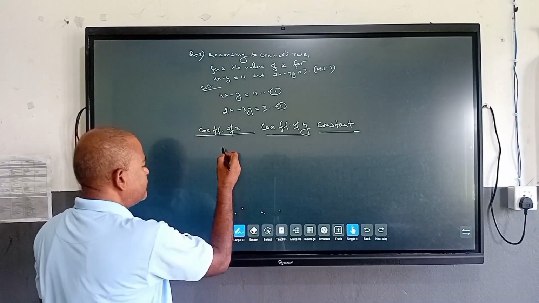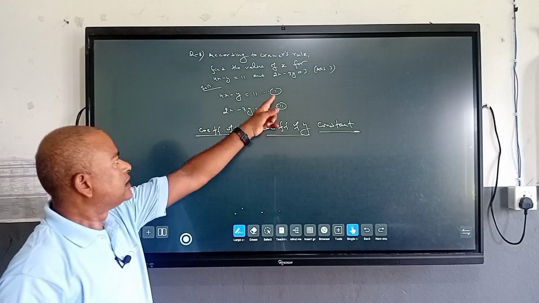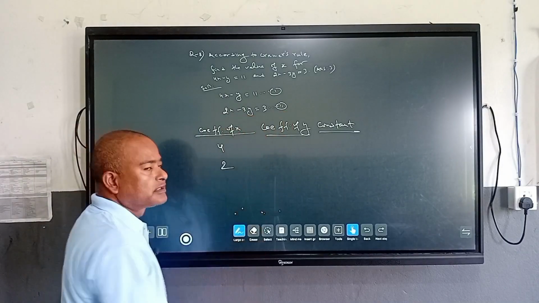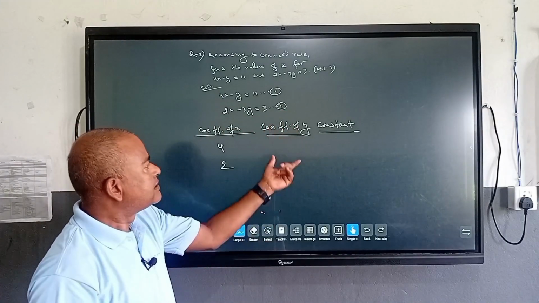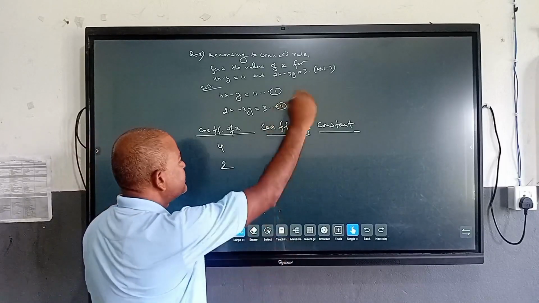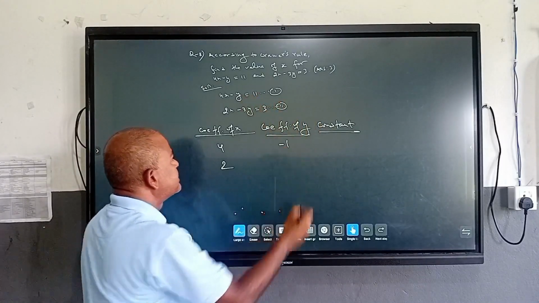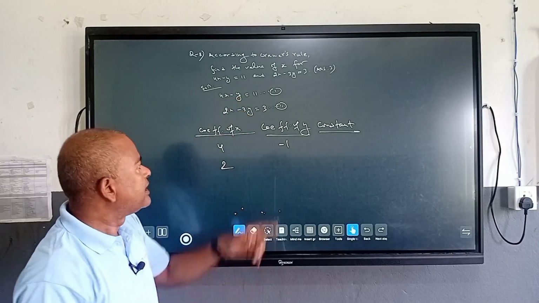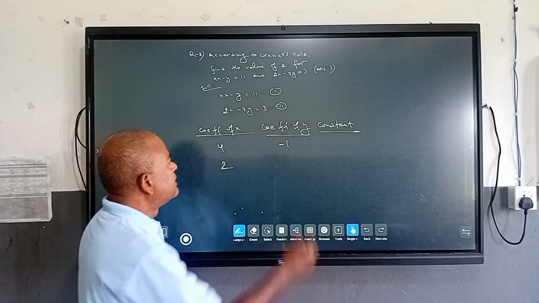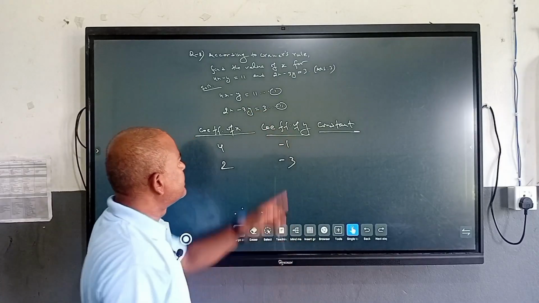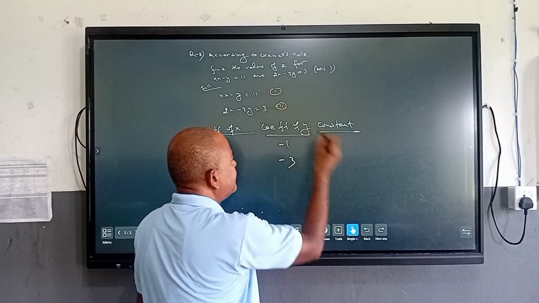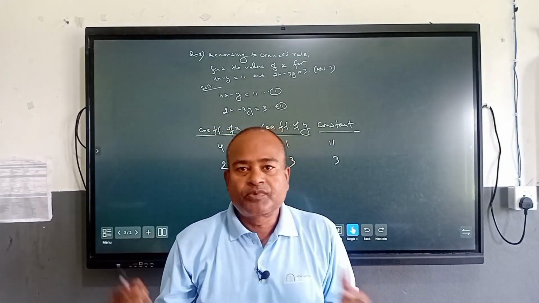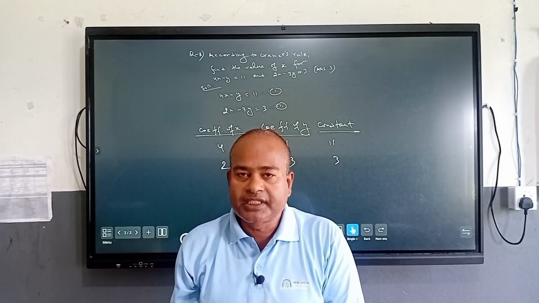The coefficient of x is 4 in the first equation. The coefficient of x is 2 in the second equation. Now let us list the coefficient of y. Coefficient of y is minus 1. Minus y means minus 1 times y. So coefficient of y is minus 1. The coefficient of y is minus 3 in the second equation, and the constant terms are 11 and 3. Dear students, in the examination, this type of question is also asked in the long type questions.